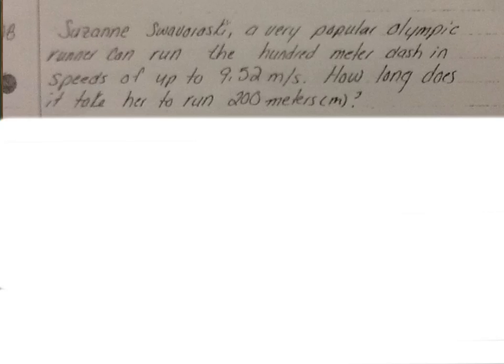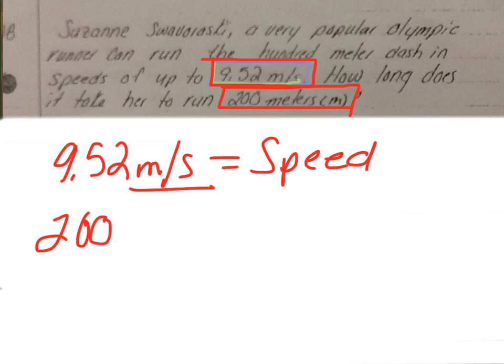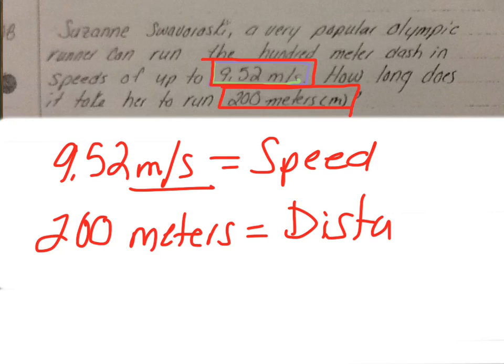It says Susan Swarovski, a very popular Olympic runner, can run the 100-meter dash in speeds of up to 9.52 meters per second. Right now it says 9.52 meters per second. What is this? Hopefully you recognize that and know, okay, well, that's a speed, all right? It says, how long does it take her to run 200 meters? All right, so you have another number, 200 meters. What is that? Hopefully you know that that's a distance, okay?